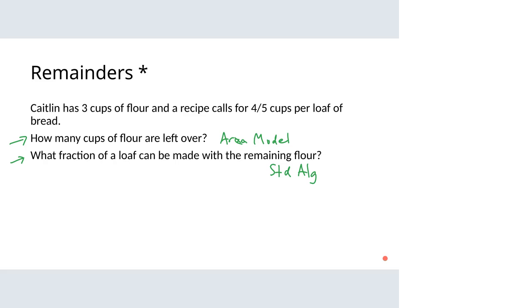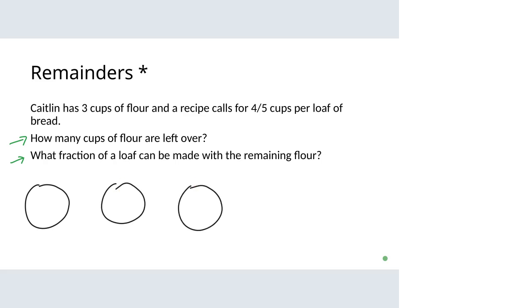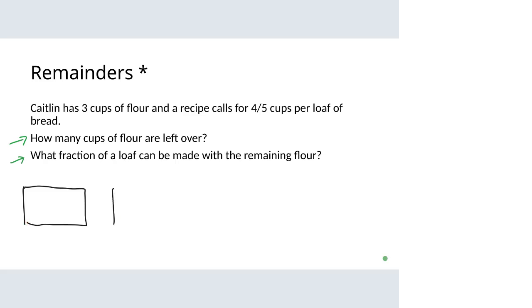So there are two ways to solve this problem. One way is using the area model, and we're going to do that first. So the first thing we're going to do is look at this with the area model. Caitlin has 3 cups of flour, and a recipe calls for 4/5 of a cup per loaf. Because it's fifths, I'm not going to use circles, I'm going to use rectangles, because I don't know if I can cut circles into fifths, but I can cut rectangles into fifths.